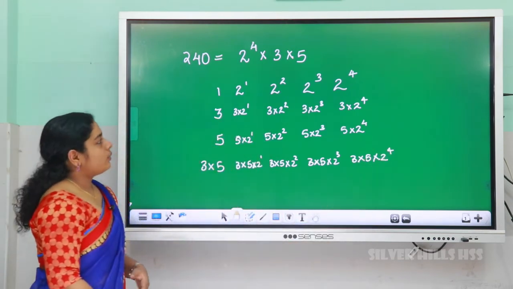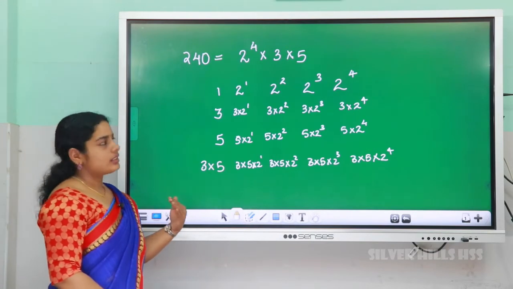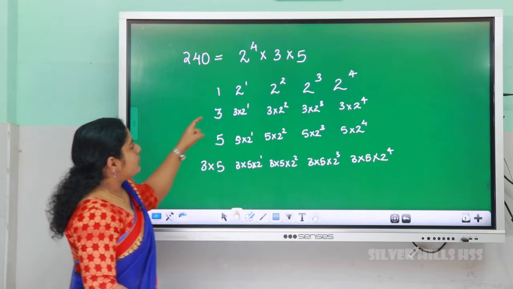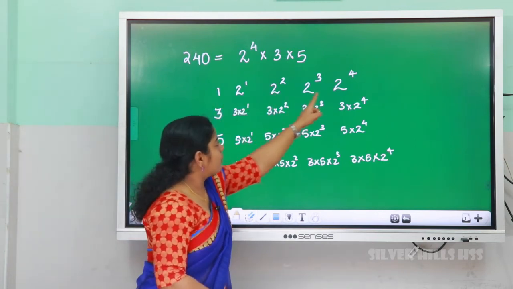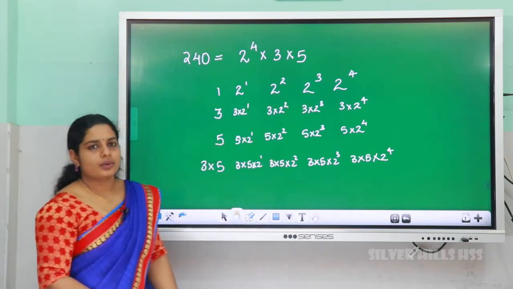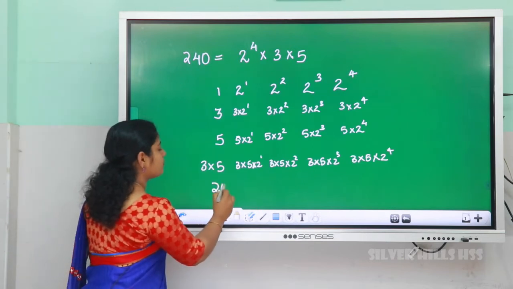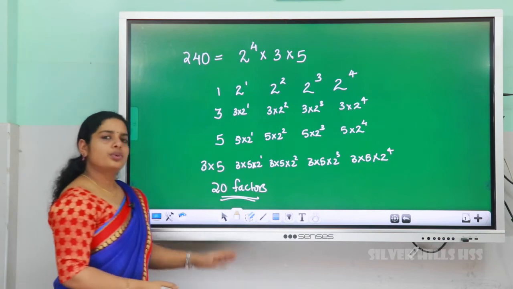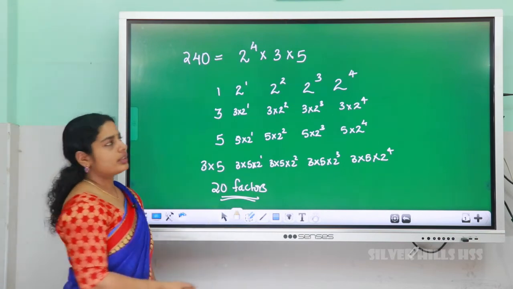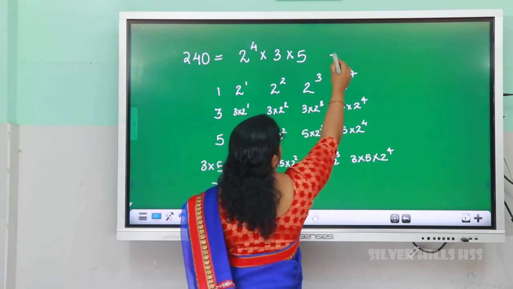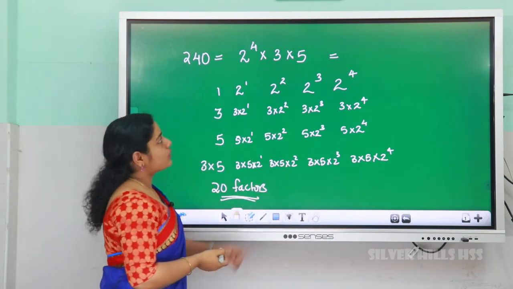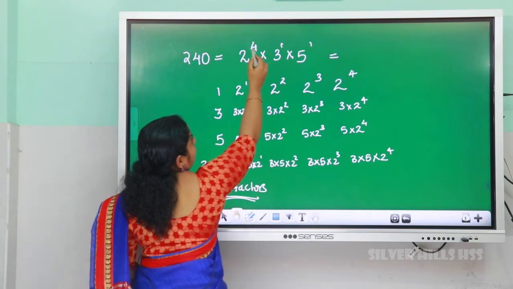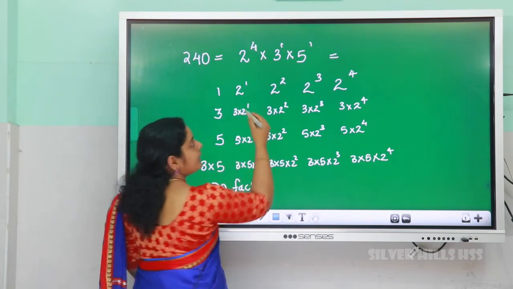Okay. Now in order to check your answer, that means the total number of factors that we got is 1, 2, 3, 4, 5. 5 into 4, 20. Okay, 20 factors we got. Now, in order to check whether only 20 factors are there for 240, what is the method? How to find the total number of factors? Just look at the powers of all these prime numbers. Here we are having 4. So, just add 1 to each power.